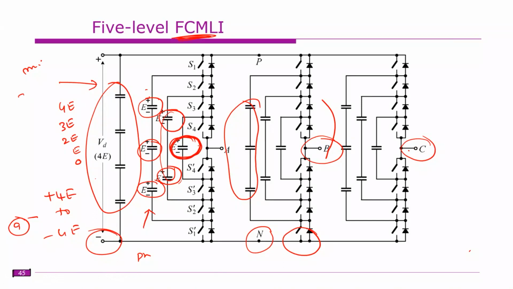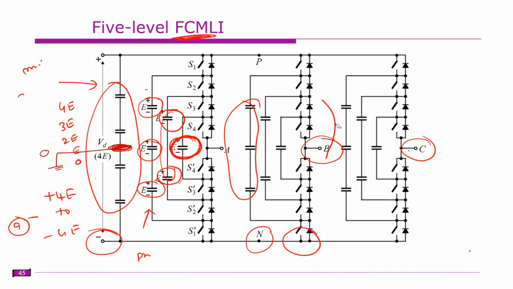In the case of line voltages, the voltage varies from plus 4E to minus 4E. We can also obtain the pole voltages. Here is the point where we can connect and assume this is the 0 voltage. Then you can obtain the voltages plus 2E, minus 2E, plus or minus E, and 0 voltage. That also can be analyzed.